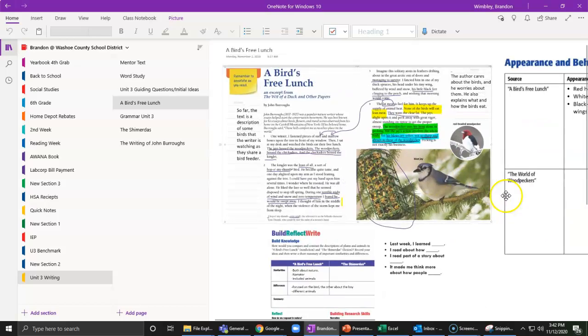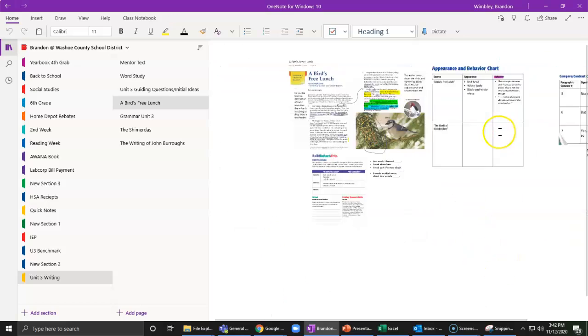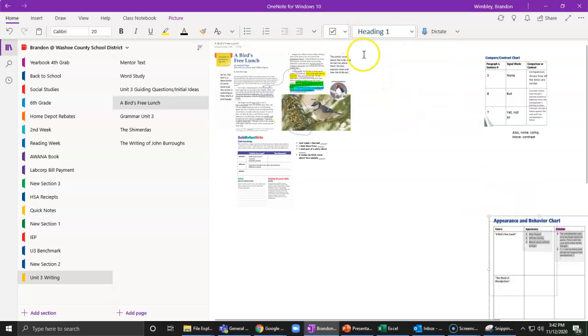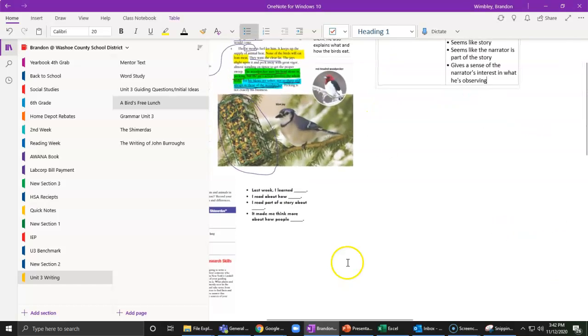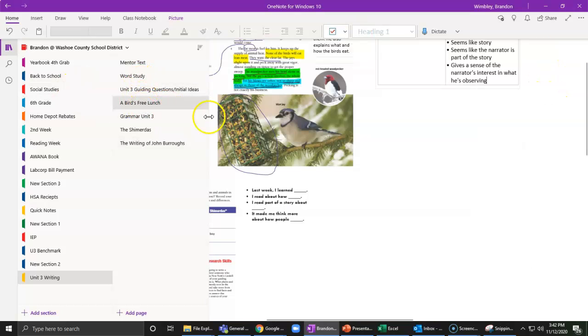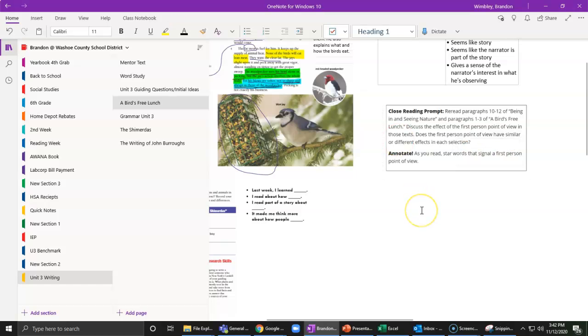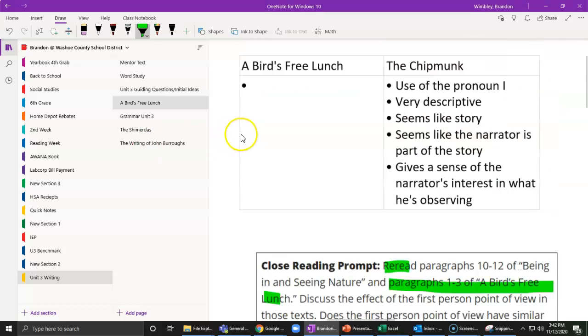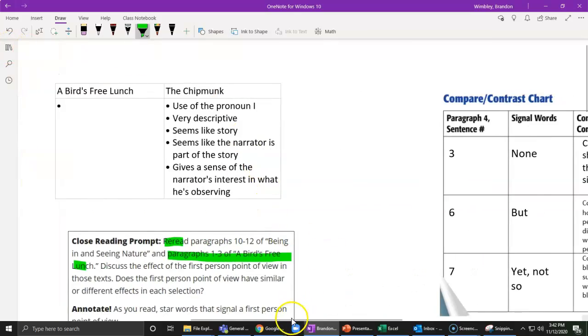And then if you remember, it wanted us to read paragraphs 1 through 3. So I'm going to take this little guy, slide him over, and paste down. And then we're also going to bring our prompt so we can refer to it as well. So now, just to make sure, I'm going to reread this prompt, and it says reread paragraphs 1 through 3 of A Bird's Free Lunch and discuss the effect of first person point of view in those texts. So what is it like when this narrator is now doing first person point of view? So let's head on over to our text and find out.